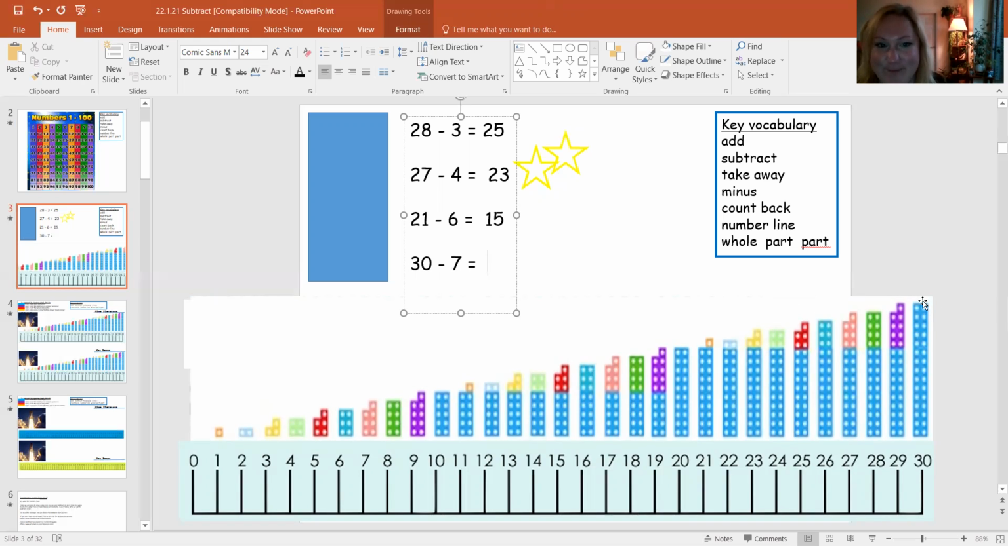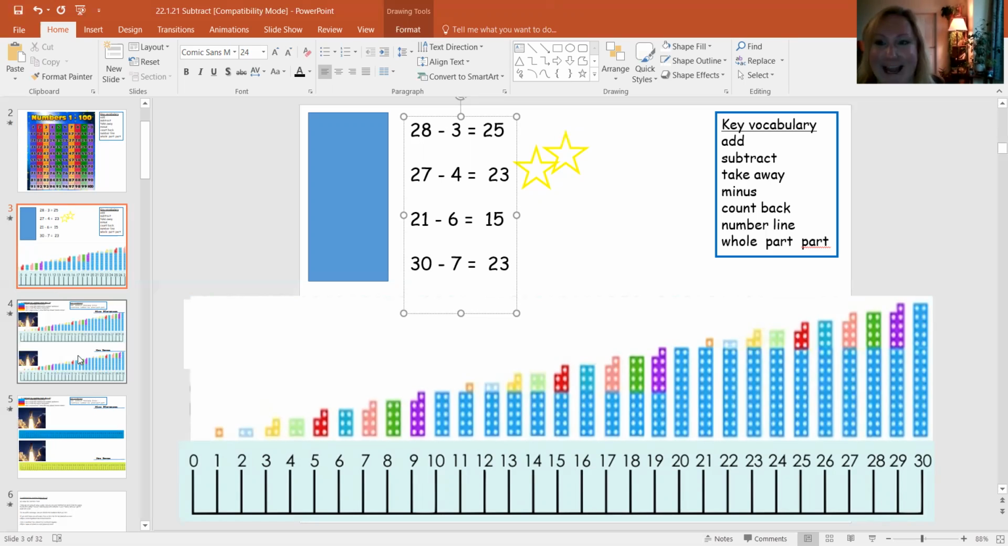Let's see if you're right. 1, 2, 3, 4, 5, 6, 7. 23. 3 and 7. This is heaven. Very good. See, that's why I love maths, because there's so many patterns. If you know something, you actually secretly, without knowing it, know so much else.